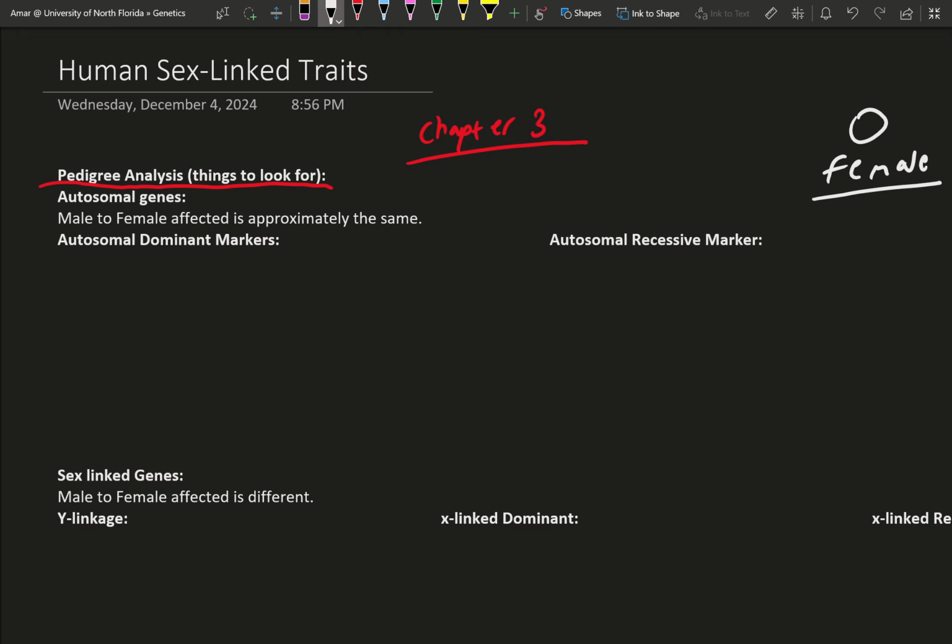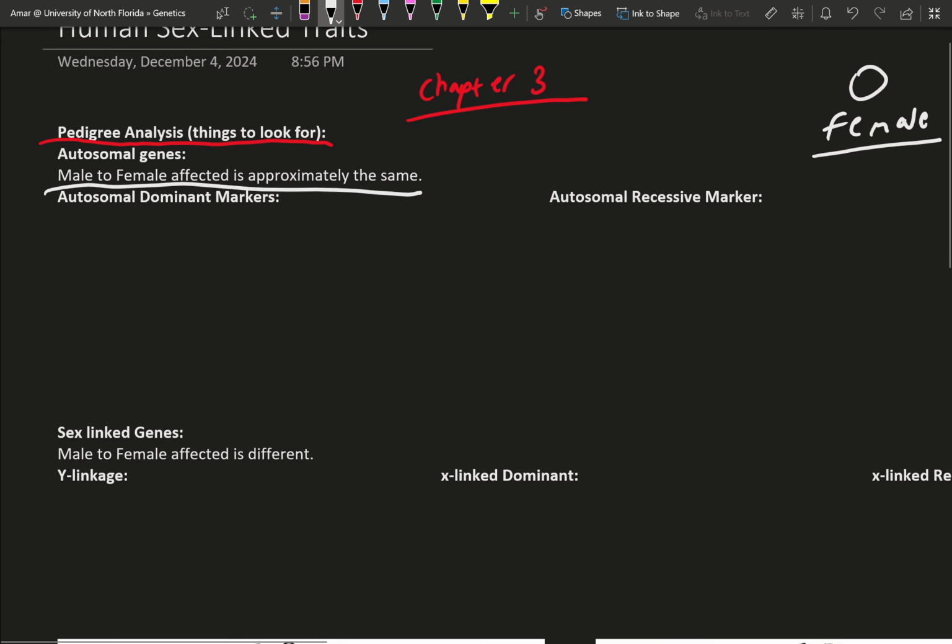So to begin with, for autosomal genes, the male to female ratio should be the same, or not exactly the same, but closer together for autosomal traits. So that'll be a hint for you to know that a particular pedigree has an autosomal trait associated with it. Okay. Then, how do we figure out if we have an autosomal dominant trait from that?